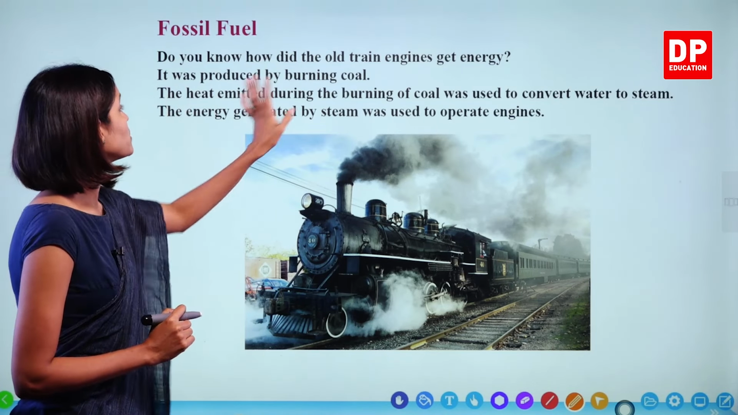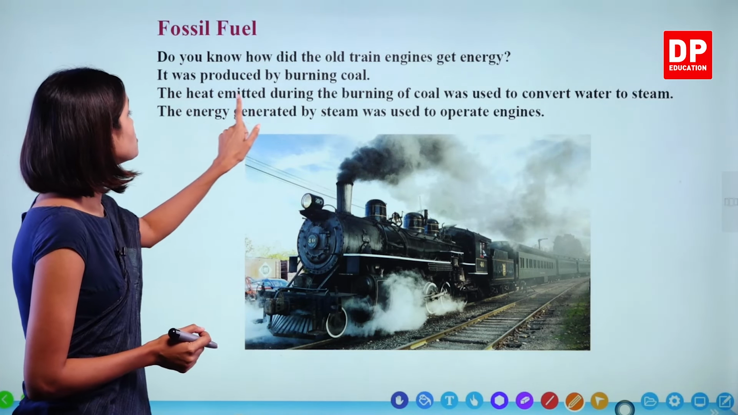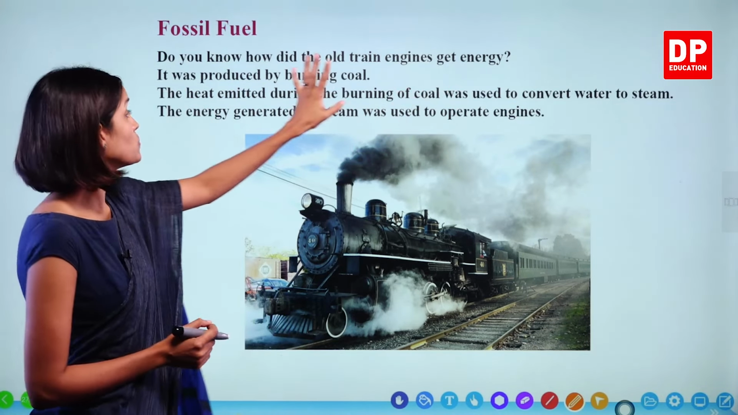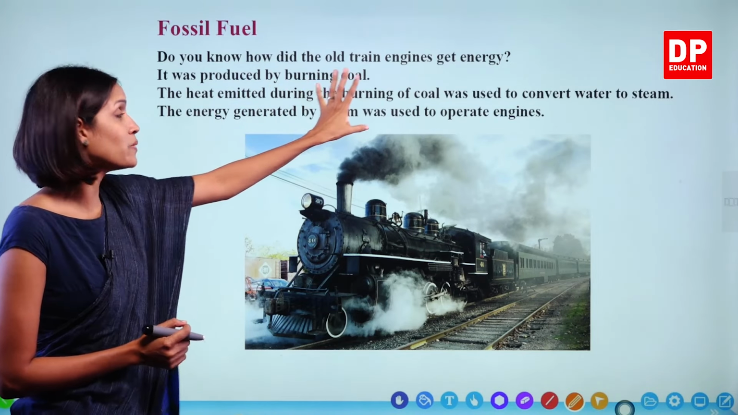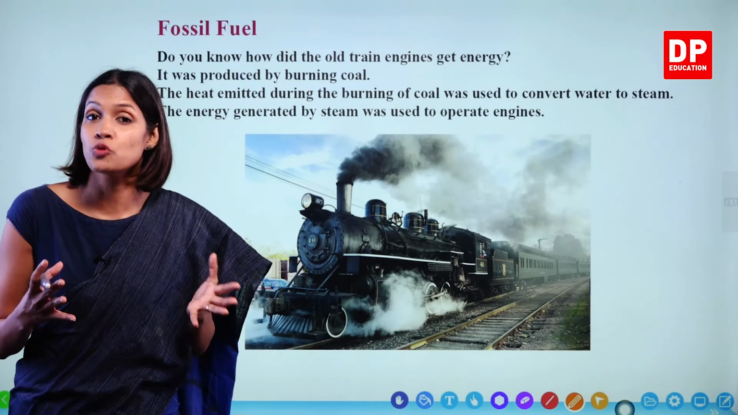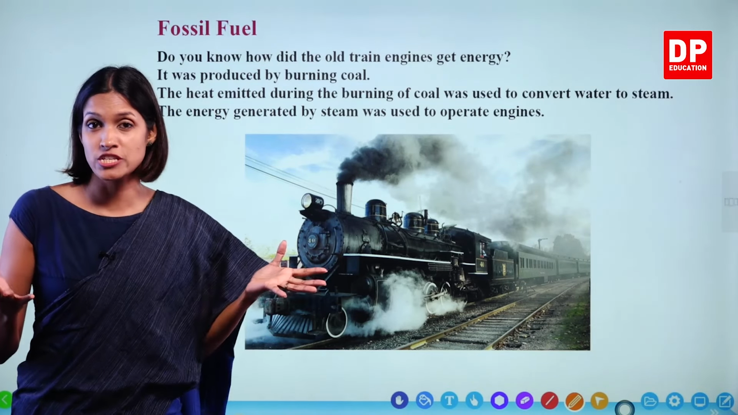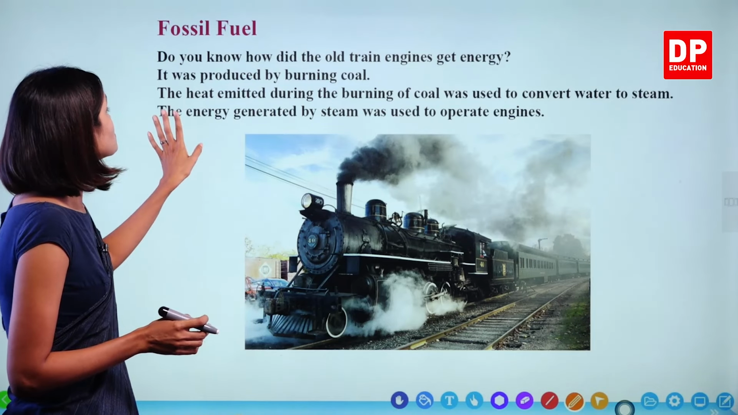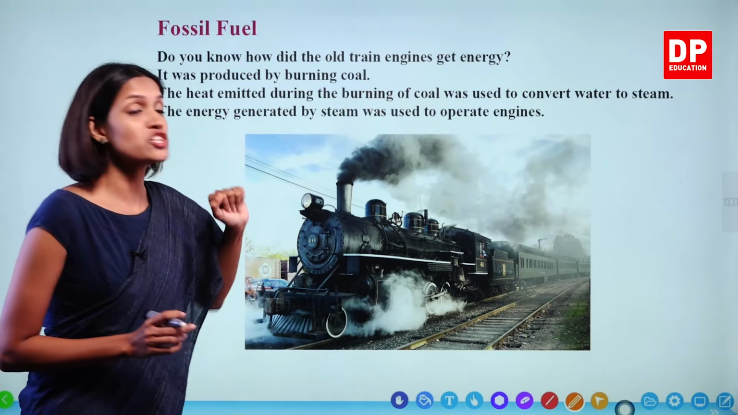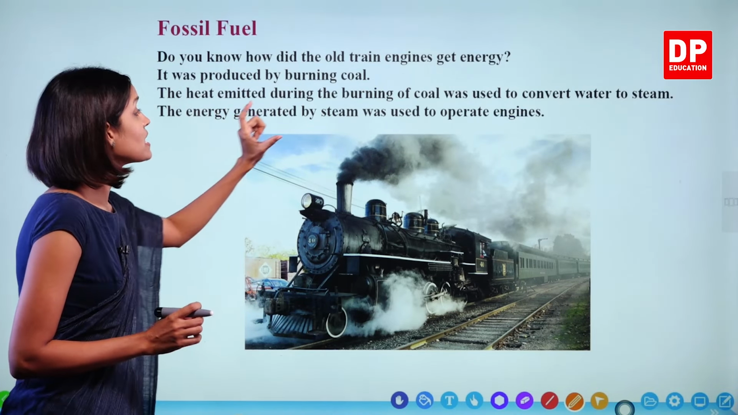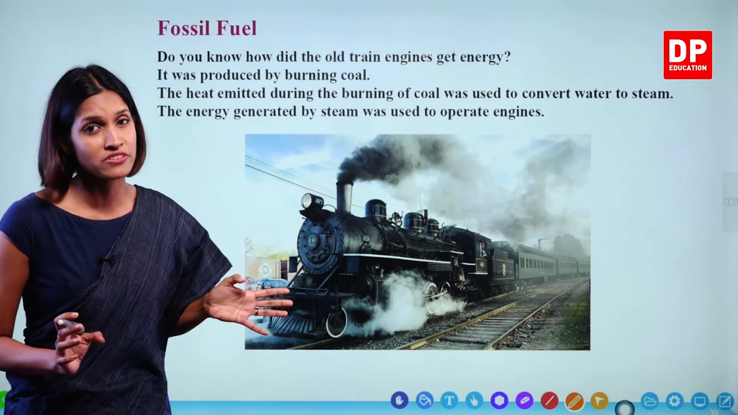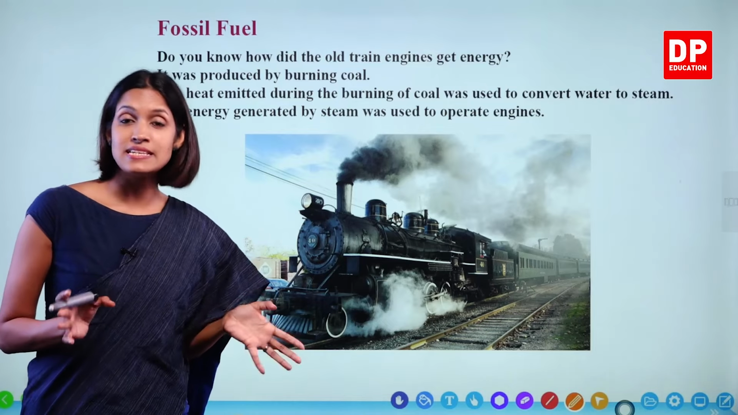So it was produced by burning coal. The heat emitted during the burning of coal was used to convert water to steam. So the large amount of heat produced by burning coal was used to heat water. When you heat water, what happens? When water boils, steam comes out, steam is produced. Okay? Then energy generated by steam was used to operate engines. So the high pressure of the steam can be used to make this engine work. Okay, so that is how these old type of engines were powered. But nowadays we use diesel, other fuels.